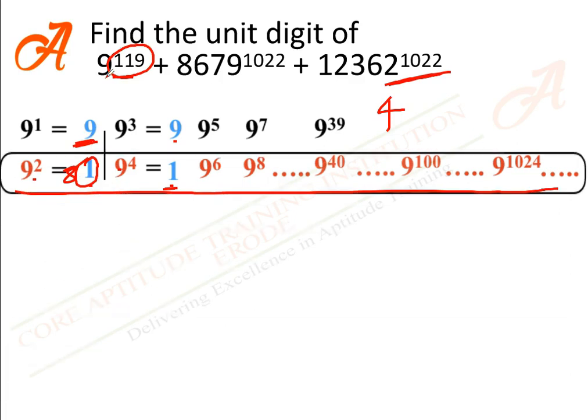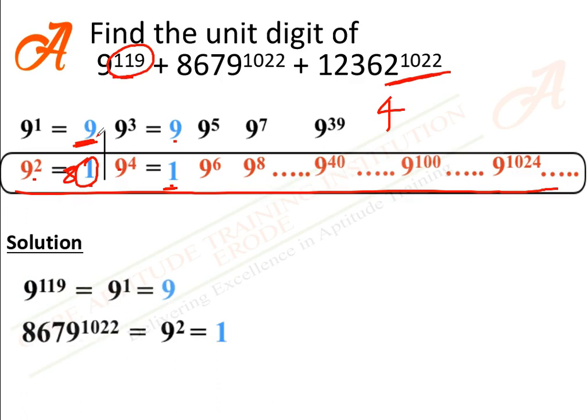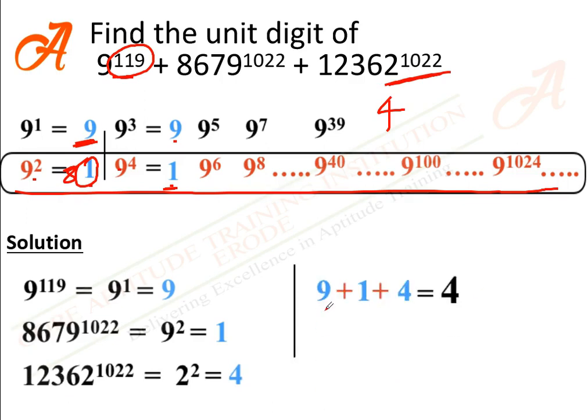Look at this, these are all even powers, correct? So, straight away you can say 9 to the power 119 will have 9. 8679 to the power 1022, you will have 1. And you all know that the last one is 4. So, if you add 9 plus 1 plus 4, it's 14, correct? So, the unit digit will be 4. So, that's very simple and a straightforward answer.